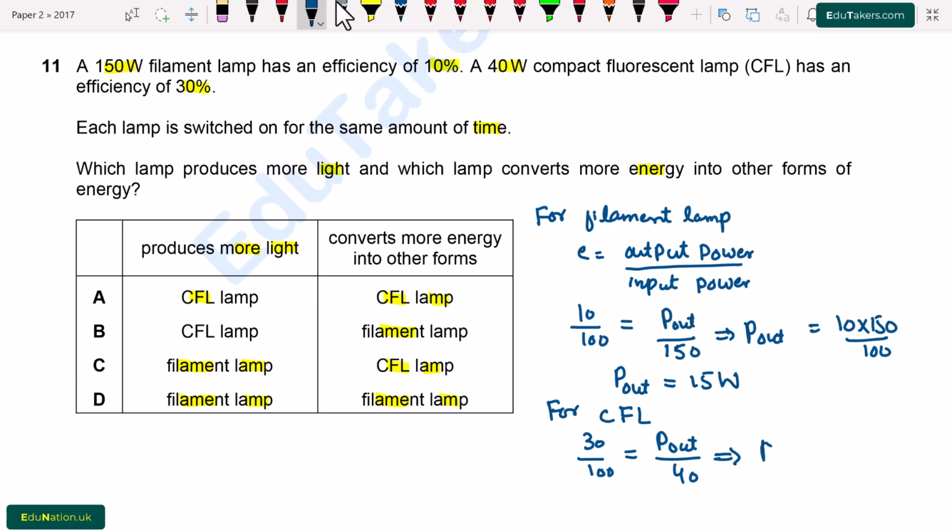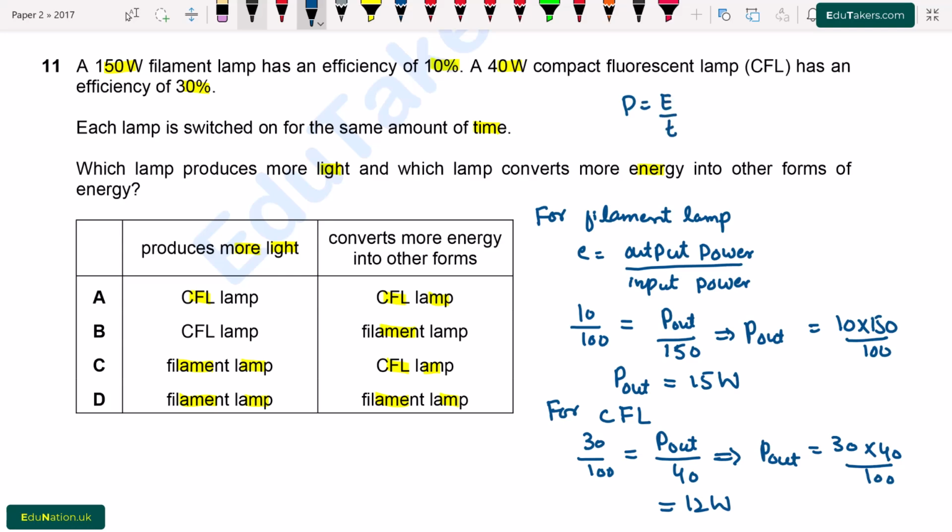From here, output power will be equal to 30 multiplied by 40 divided by 100. So the power output will be equal to 12 watt. I write here is equal to 12 watt. Now we can see from here that the power output is larger for the filament lamp as compared to the compact fluorescent lamp. And we also know that power is actually rate of transfer of energy.